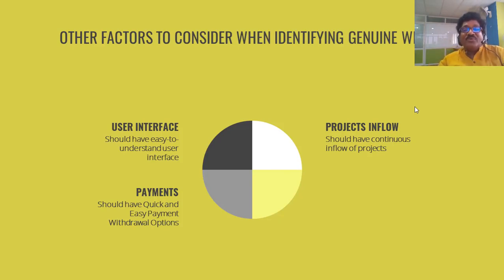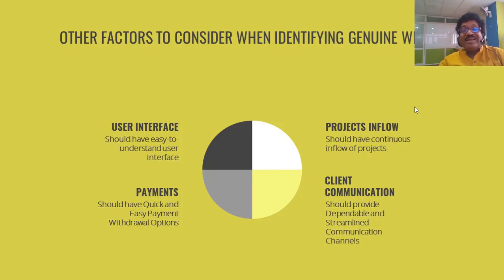Isn't that true? Otherwise, what is the point? We put in so much effort completing a project, and the clients have released the pay. If you find it difficult to withdraw that fee into your bank account in your country, then obviously the effort has gone to waste. So I am saying this is the third important criteria you have to consider after the first 3. What is that? The website should have quick and easy payment withdrawal options.